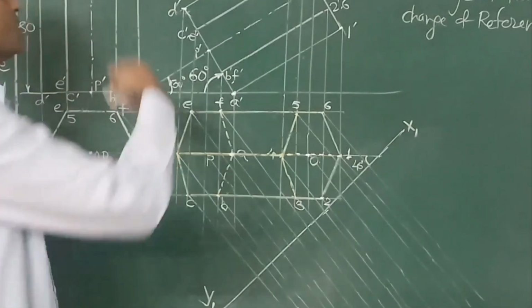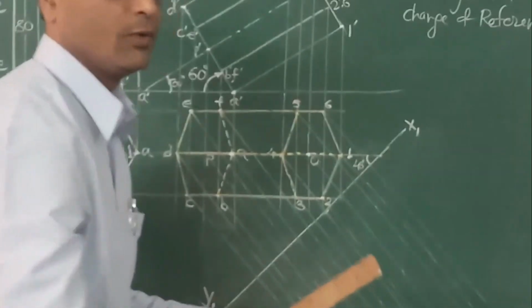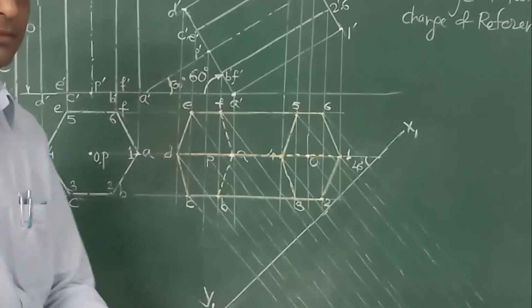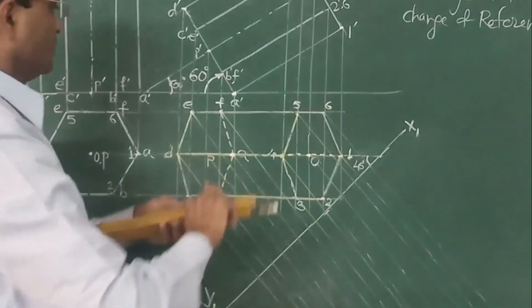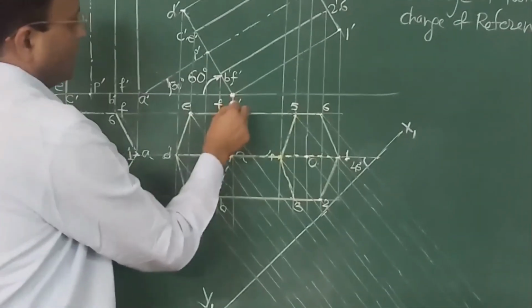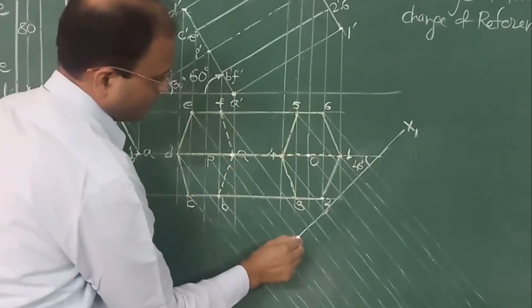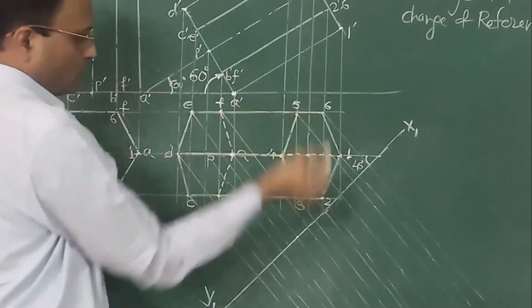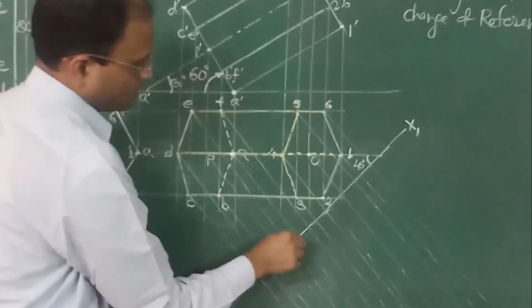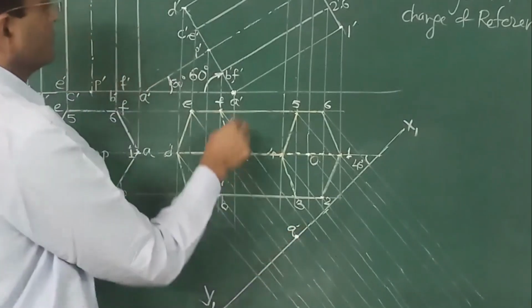Now we have to mark distances of the previous view, that is front view. So for this, let us go one by one. Let us say point A. So trace the projector of A. As A is on XY here, so on new reference line it will be on X1, Y1. So here we get A dash.